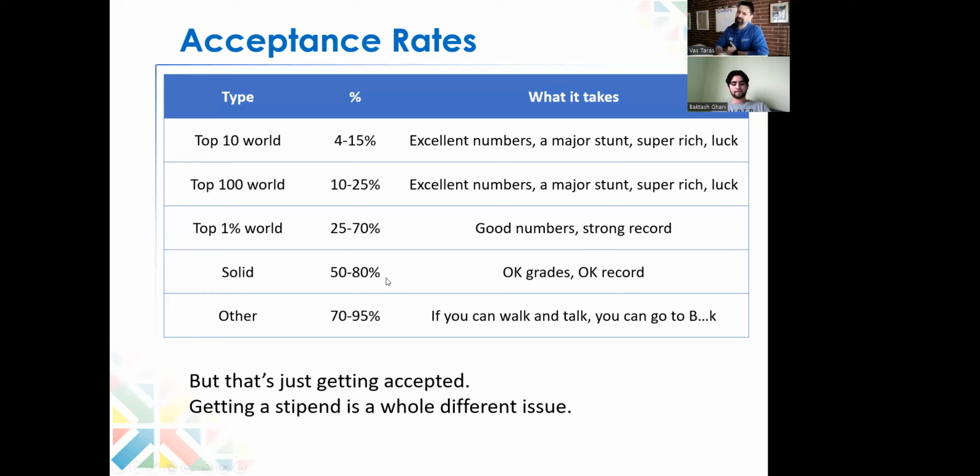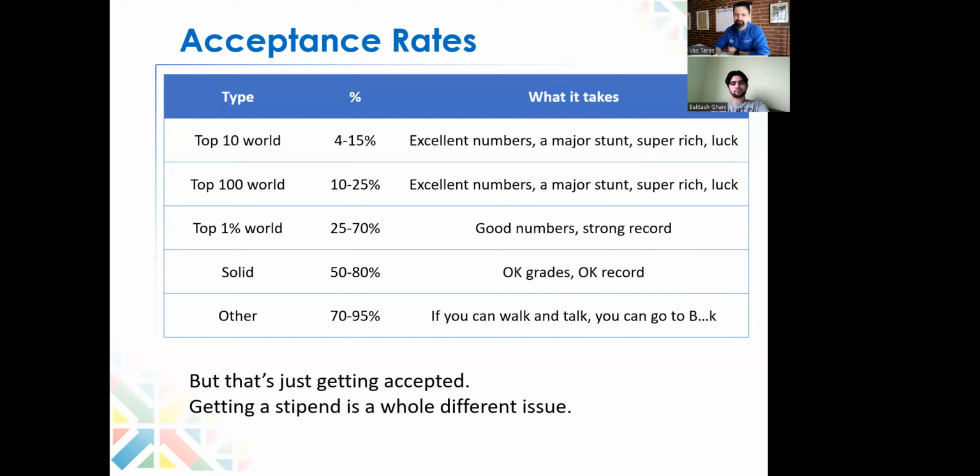At solid schools, you'll just have simply good professors. Again, they will not necessarily be the most published, maybe not the authors of bestseller books, but they will be solid, good teachers. And so that's what it takes. As long as everything's okay, you probably will get into that school. And then you have others that accept just about everyone. As long as you can apply, they'll probably take you.